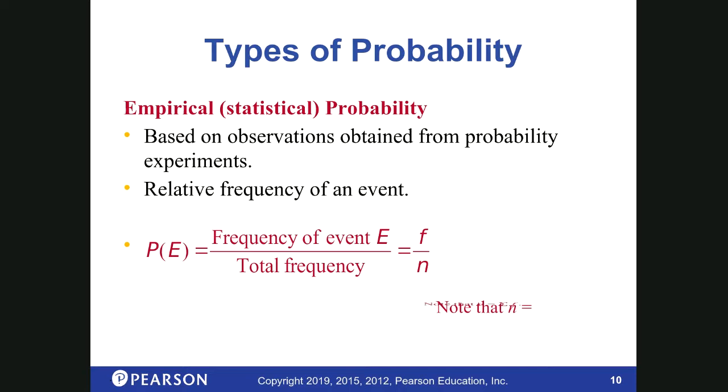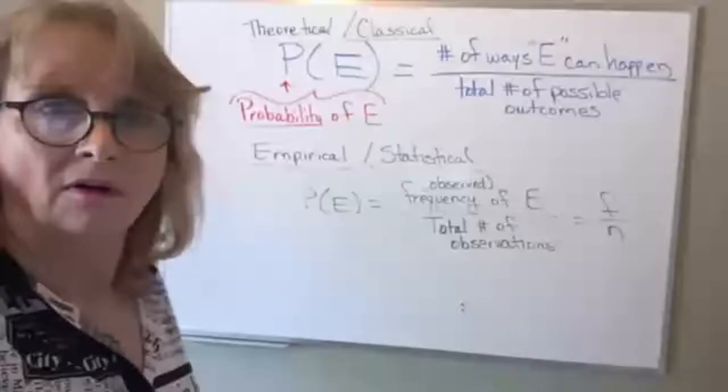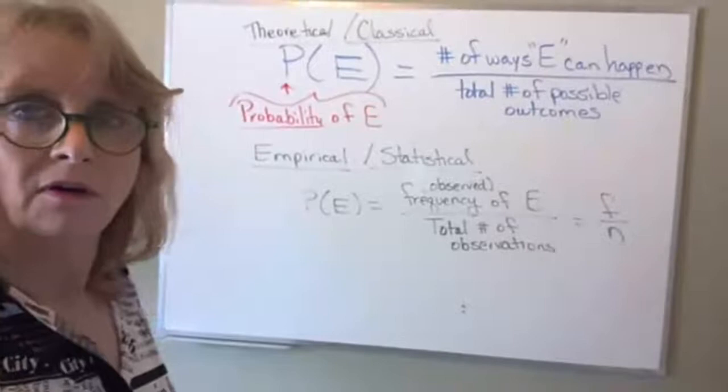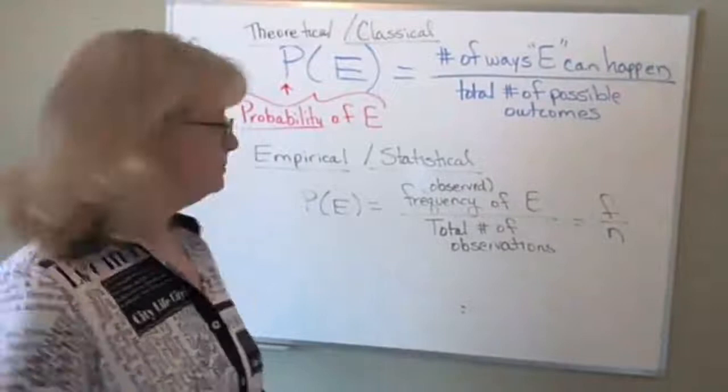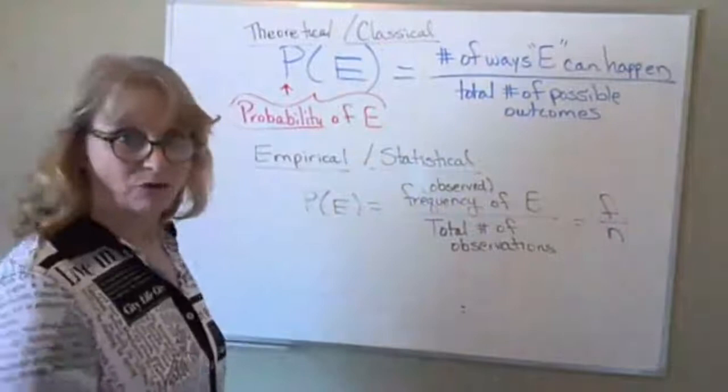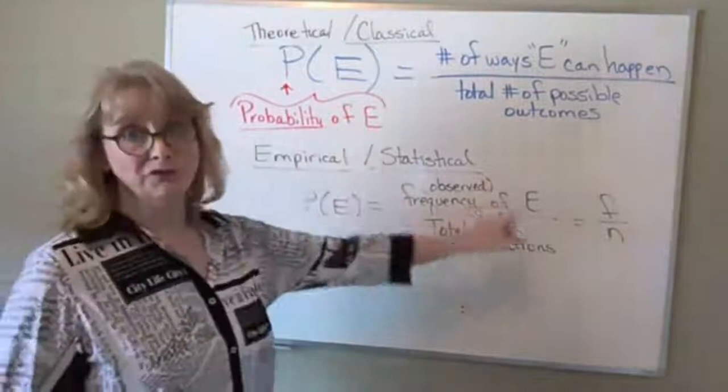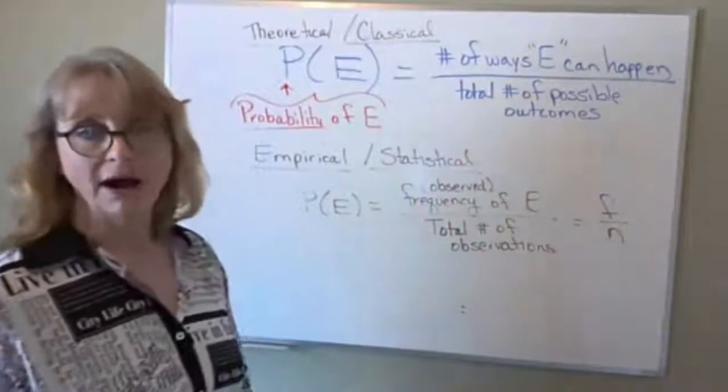Notice it still starts off with the probability of an event, and it says equals the frequency of the event. And we should really put the frequency observed, or observed frequency of event E, over the total frequency, or the total number of observations. I'm going to write that a little bit different. I'm going to say total number of observations. So for empirical or statistical, notice how I reworded this. I kind of like the way I've worded it here better than the way they worded it. So your top number is the observed frequency of E. That means you're actually looking at something, and you divide by the total number of observations.